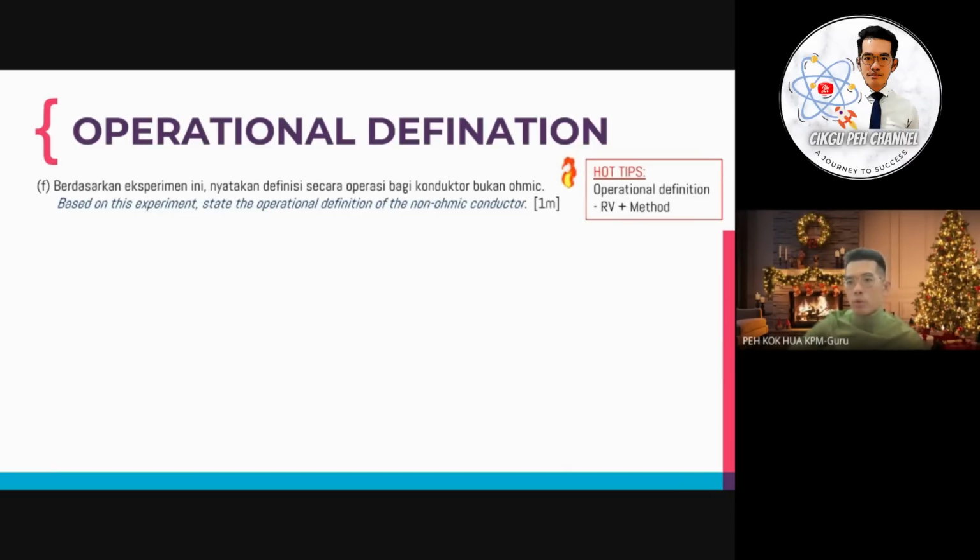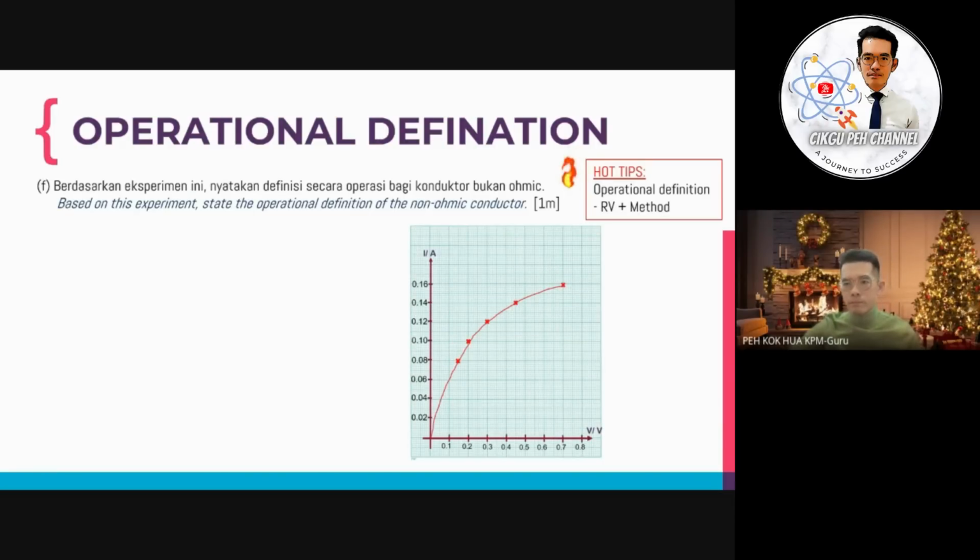Okay, how we write an operational definition, I have also shown you how to answer this type of question in my previous video. So again I teach here. The method will be RP plus method. Okay, so this is our graph. So what is our RP? Our RP is actually volt, right?